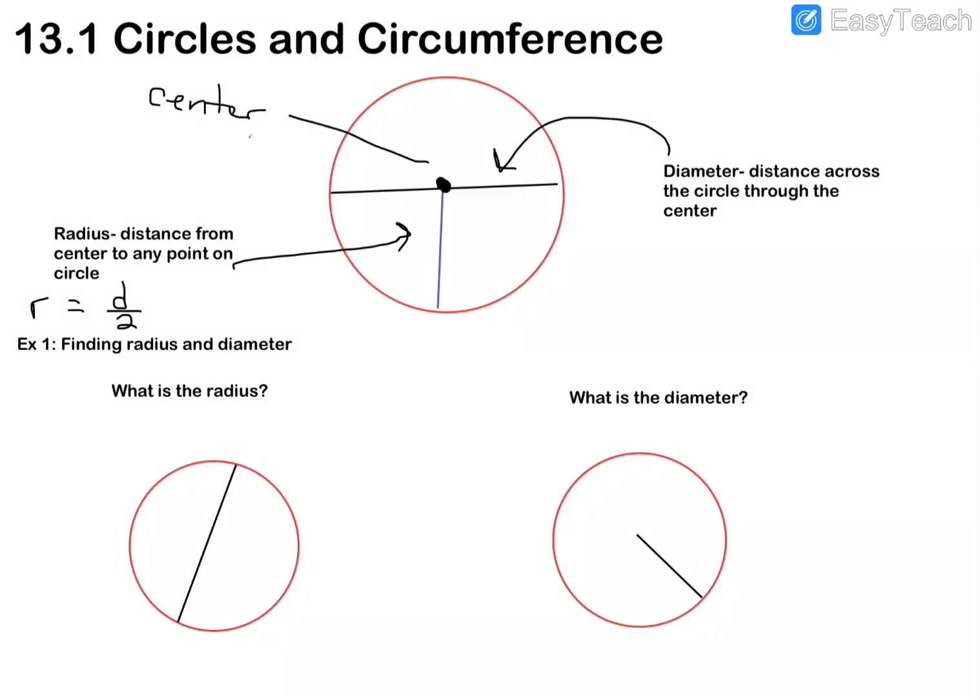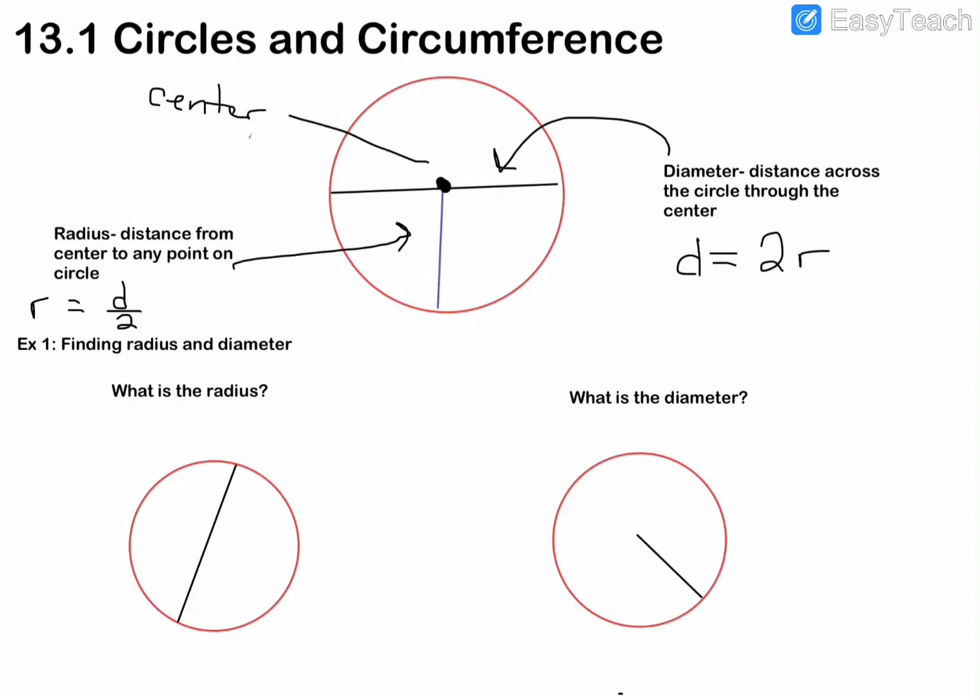So if you were trying to find the diameter, that's represented by a lowercase d, the diameter equals 2r, or 2 times the radius. 2 radiuses fit in the 1 diameter.